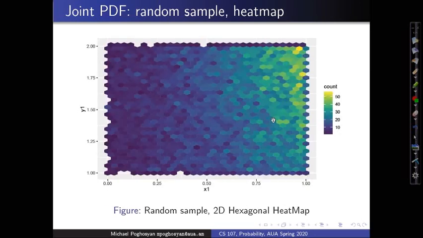Sorry, this is another type of heat map, a hexagonal heat map with hexagons, not rectangles. It is the same thing: a high number of elements is in yellow, and a low number of elements is in blue.